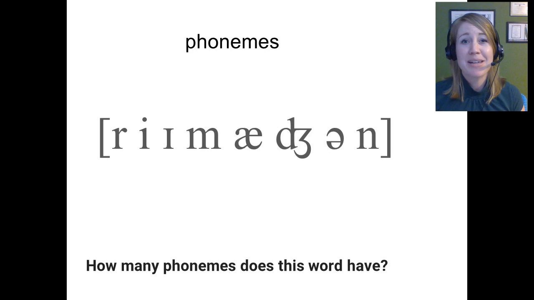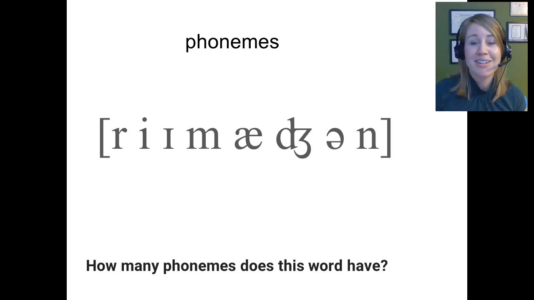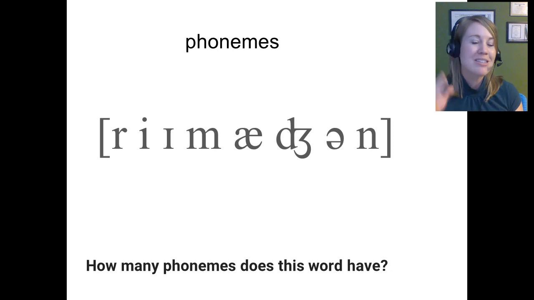One of the first things we did this semester with phonology is we looked at phonemes, okay? So if I gave you the word reimagine and you wrote it phonetically in the International Phonetic Alphabet, you would get what you see on the screen here, and you would pronounce it as reimagine. I kind of blurred my phonemes there, but they're all right there. So the question is, how many phonemes does this word have? You should be able to count and figure it out: 1, 2, 3, 4, 5, 6, 7, 8. There are 8 phonemes in this word, which means there are 8 unique sounds in the word reimagine.